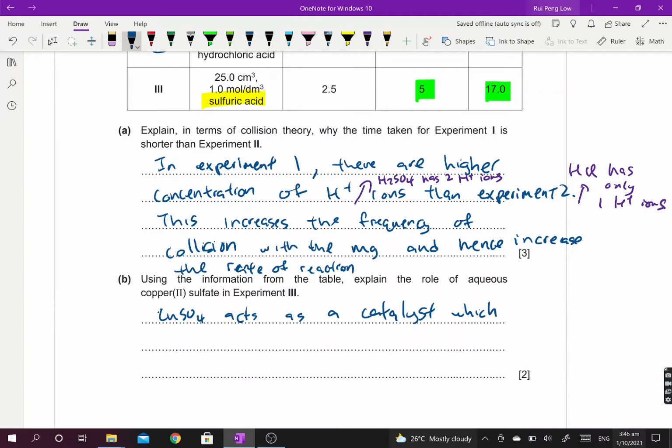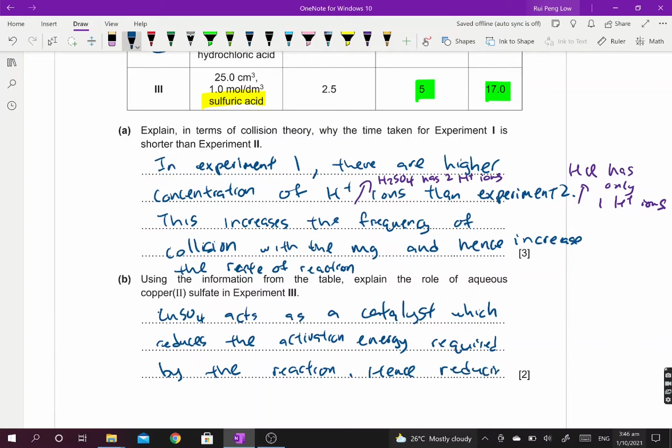which reduces the activation energy required by the reaction, hence increasing the rate of reaction.